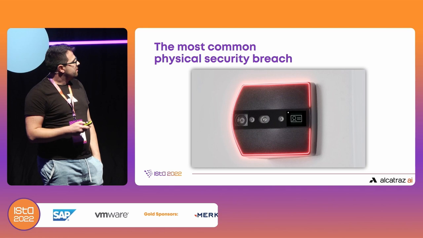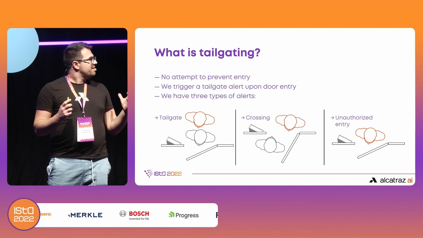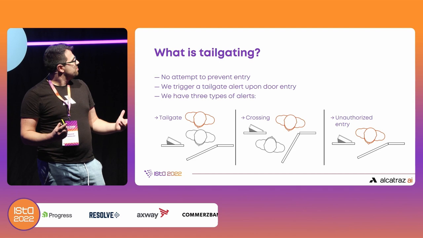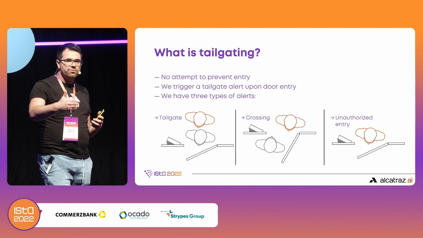So first, what is tailgating, right? As it turned out, when we started doing this feature, everybody had a different opinion what we need to do with it. So of course, the first obvious thing is many people say, okay, let's just prevent entry. But doing further thinking about it, we decided that this can actually introduce friction, which is one of our core tenets, that we don't want to introduce friction for our users.